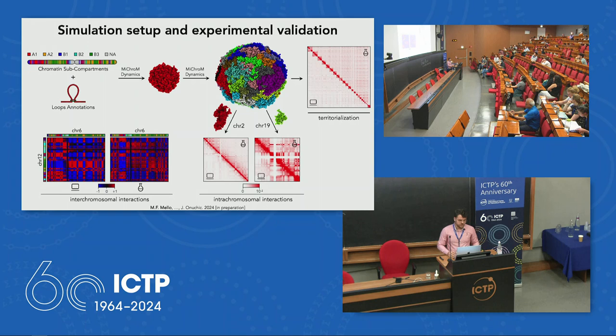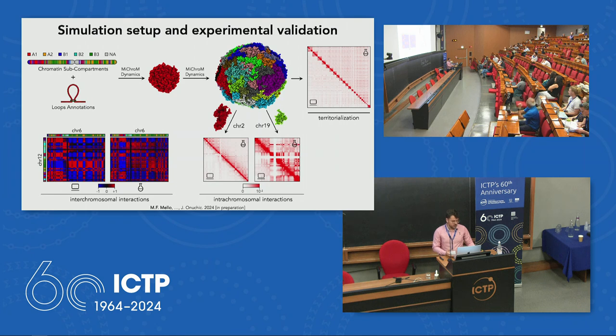For our simulation setup, we start with the subcompartment sequence and the position of the loops that we get from experiments, and we do a short single chromosome simulation just to get a collapsed structure. We then use this collapsed structure to initiate our full 46 chromosome simulation. To try to validate it against experimental data, we can first look at the whole genome Hi-C map, and we see that the intensity of the intrachromosomal maps is much higher than the interchromosomal maps, thus showing the formation of the territories.